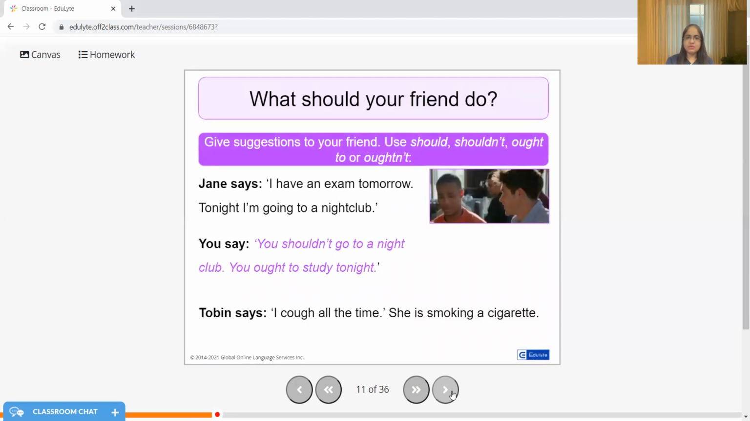So give suggestions to your friend, and you can use should not, or maybe if you think this is a sense of responsibility, try using ought or ought not in that sentence. Share the sentences with us as well. And for that, you can use the comment section below.